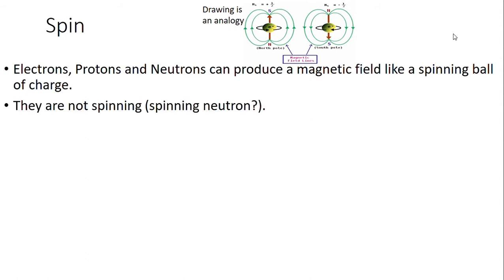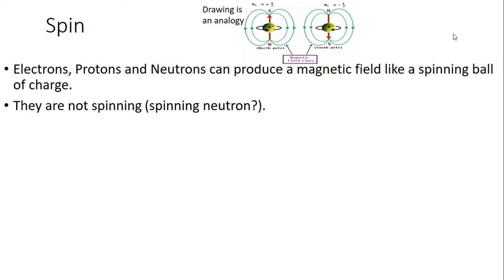However, electrons, protons, and neutrons cannot be spinning in order to produce these fields, because a spinning neutron, since it's neutral and has no charge, should not produce a magnetic field if you spin it. So something else is going on in these wave packets to produce this magnetic field. And what it is isn't intuitively clear.